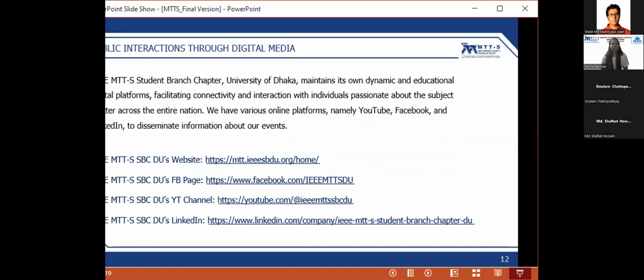Our IEEE MTT-S student branch has made progress in enhancing public interactions through digital media. Our website serves as a hub of information where visitors can explore our activities, events, and projects. As we are new, we are trying our best to develop it further. Through an intuitive user interface, we have ensured that anyone can access valuable resources related to microwave technology and stay updated on the latest developments.